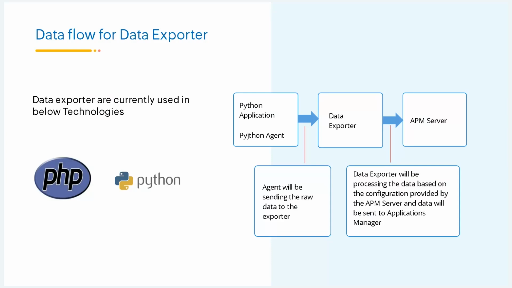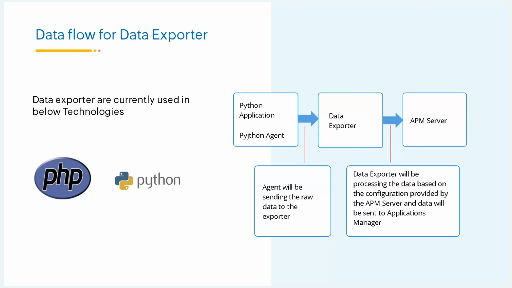The application will continuously generate data related to its performance, like traces and other metrics. This data is collected by the respective agents, that is Python and PHP, which are running within these applications. The data exporter will process the collected data to aggregate, filter, and format it appropriately for transmission.